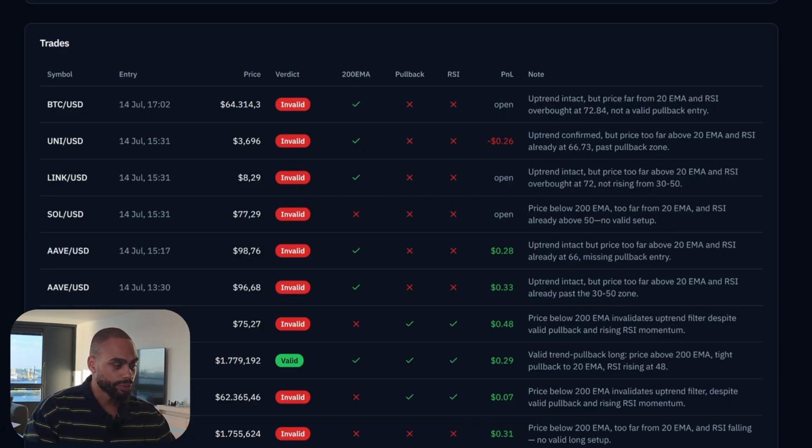Now what we see right here are the trades. This is the journal itself with a bunch of columns. We see the symbol that has been traded, the entry containing the date and the time of the trade, the price of the ticker at the time of the trade, and the verdict. So the verdict is the first part where AI comes into play.